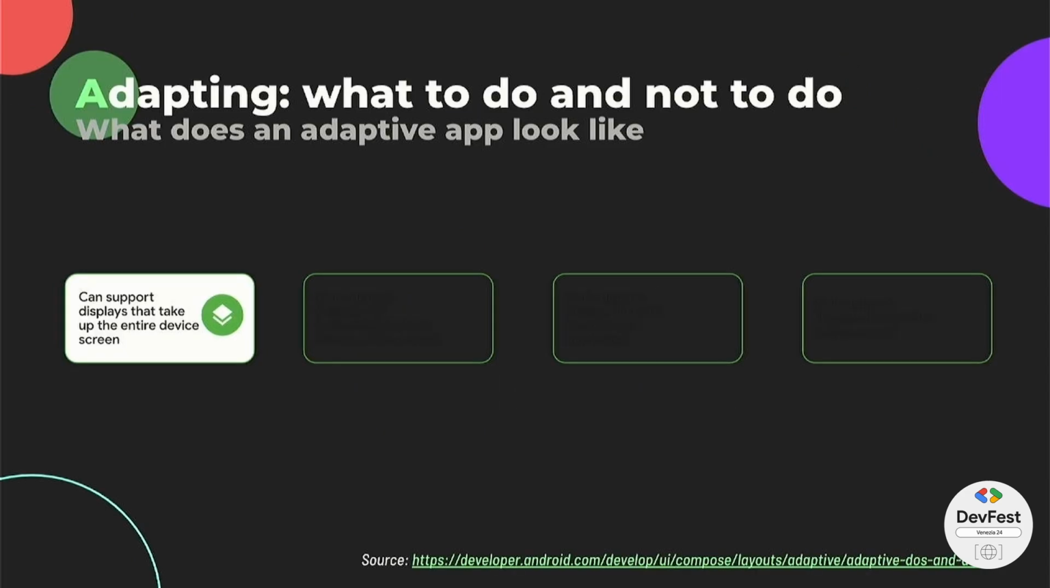And these are branched into different categories. So the first one is that your app, whichever app that you're going to develop, you need to make sure that you can support displays that take up the entire device screen space. So not just occupying a little space within the device, but making sure that your app can adapt to the entire space that your user will allow it to. And I'll touch on what that actually means in a bit.